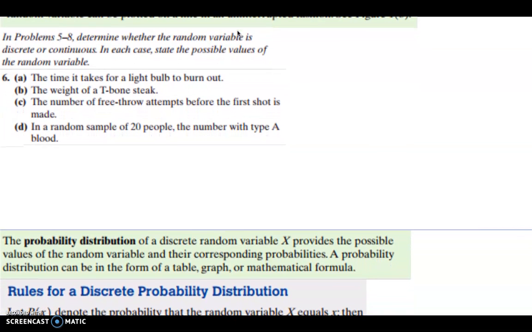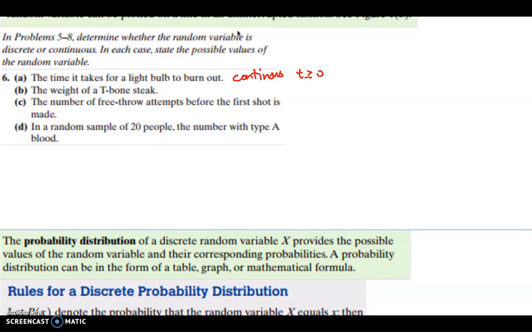So in question 6, let's determine whether the random variable is discrete or continuous, and in each case state the possible values. The first one says the time it takes for a light bulb to burn out. Again, whenever you see time, time is continuous. There's no way time can be discrete for us. So it is a continuous variable, and time can be greater than or equal to 0. We can't have negative values in time.